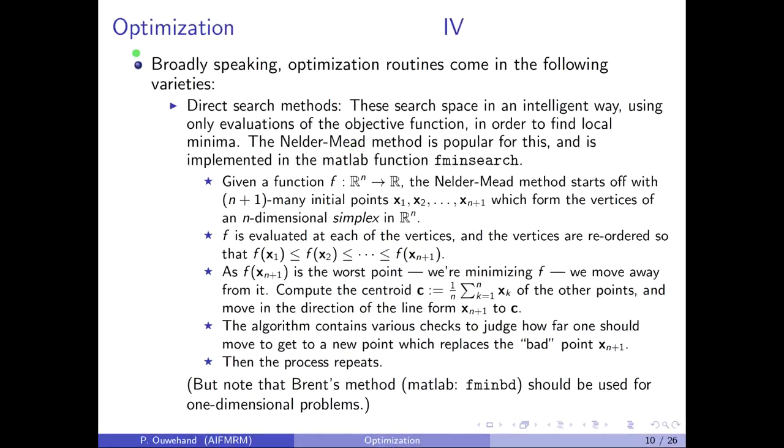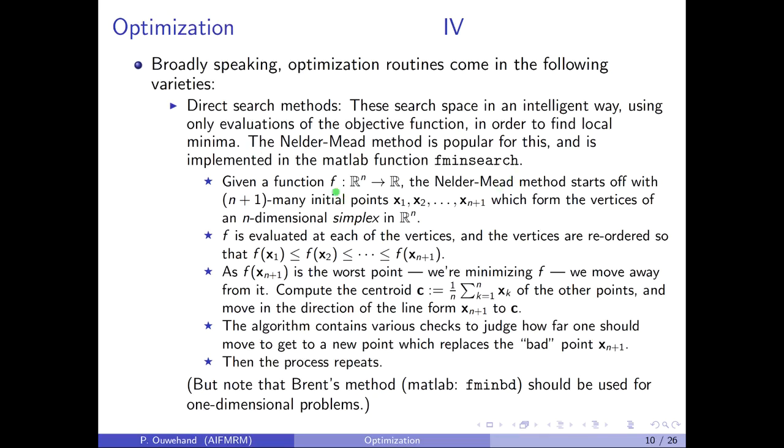We'll end now by discussing broadly the various optimization routines that exist. Basically, there are the following varieties. We have the direct search methods, which search a space in an intelligent way using only evaluations of the objective function and not, for example, the gradient, in order to find the local minima. The Nelder-Mead method is an extremely popular method for this, and it's implemented in the MATLAB function fminsearch. It basically works as follows.